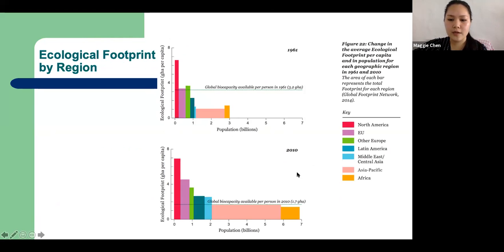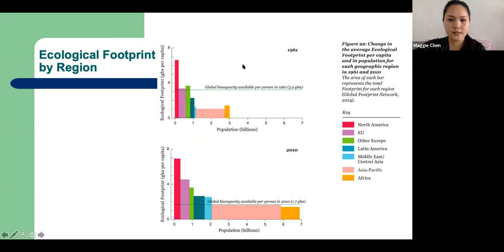And at the bottom, we have 2010, again in billions. Across our X, our horizontal axis, we have the population in billions, and our ecological footprint across our Y. The different colors indicate different countries. So we have in dark pink North America, purple EU, light green other Europe, Latin America, dark blue, light blue for Middle East, Central Asia, pink for Asia Pacific, and then orange yellow for Africa.